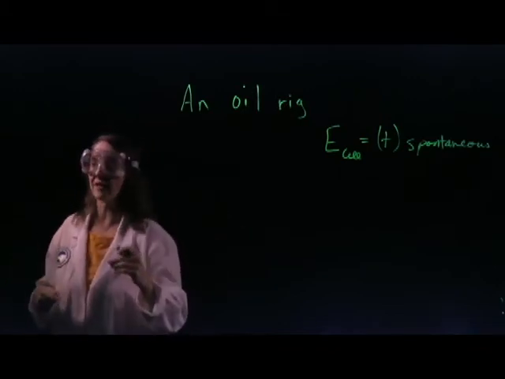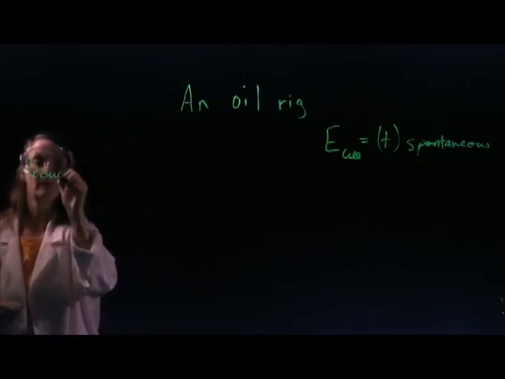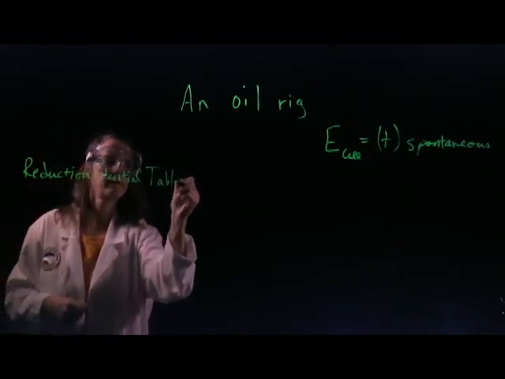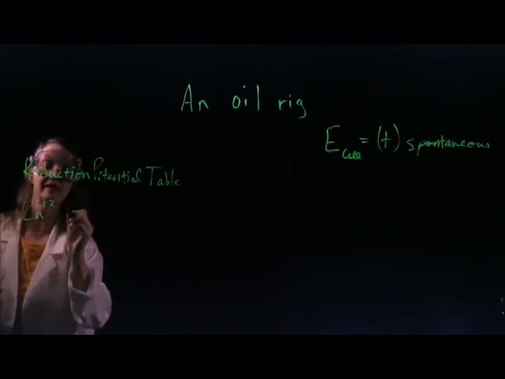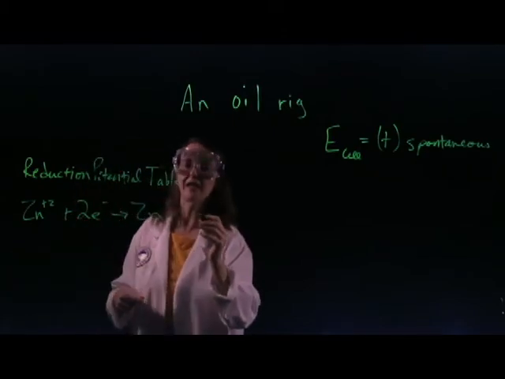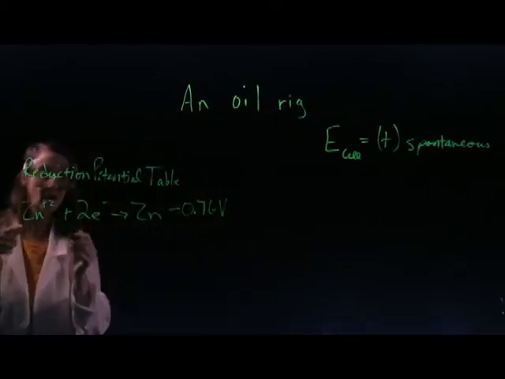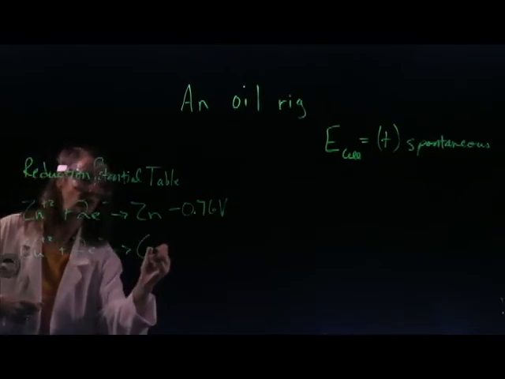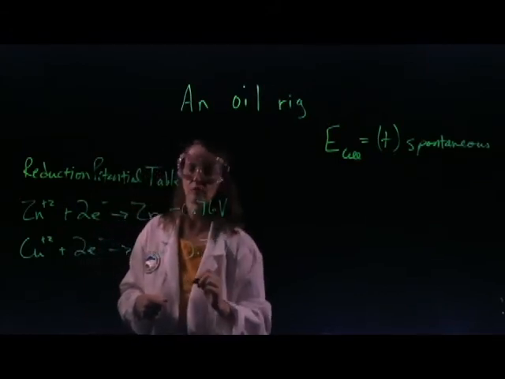Let me use as an example zinc and copper, because those are the first two metals that you're using in the experiment. In the reduction potential table, zinc is shown being reduced. Reduction is gain of electrons. So we're looking at zinc ions picking up 2 electrons to form zinc metal. The reduction potential that's given for that is a negative 0.76 volts. Copper is also in this table, a little further down. Copper ions pick up 2 electrons to form copper metal. And the reduction potential given here is a positive 0.34 volts.